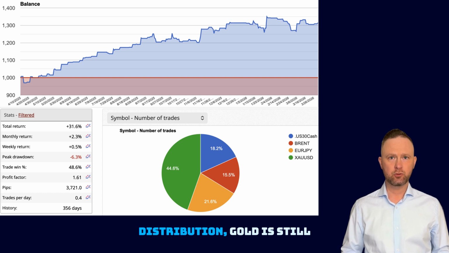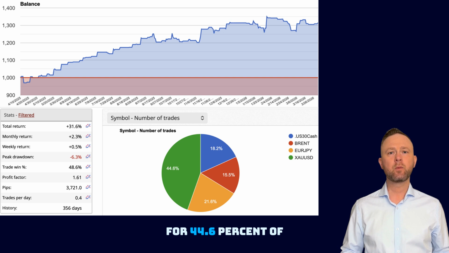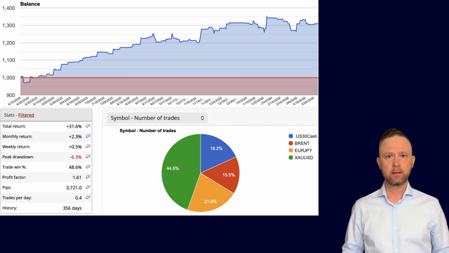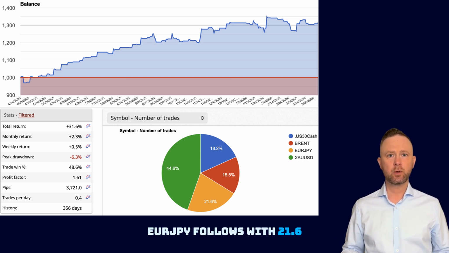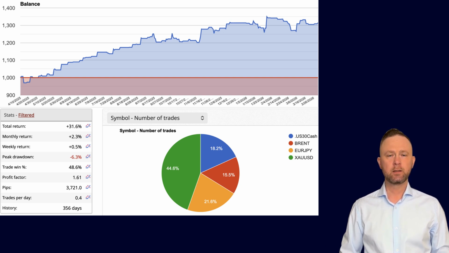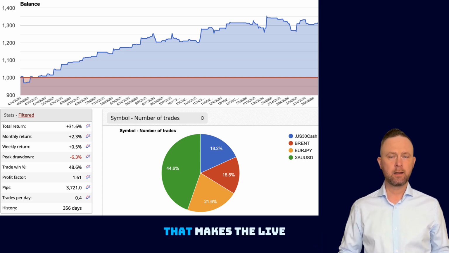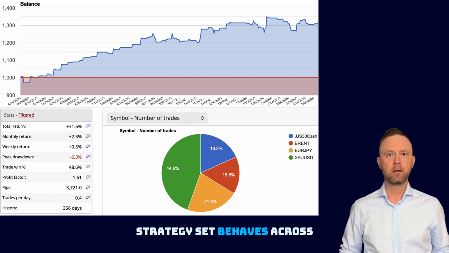In terms of trade distribution, gold is still the largest component, accounting for 44.6% of all trades. EURJPY follows with 21.6%, US30 with 18.2%, and Brent with 15.5%. So, even though gold remains the dominant market, the portfolio is now much better diversified than before. That makes the live results more balanced and gives a more realistic picture of how the strategy set behaves across sectors.